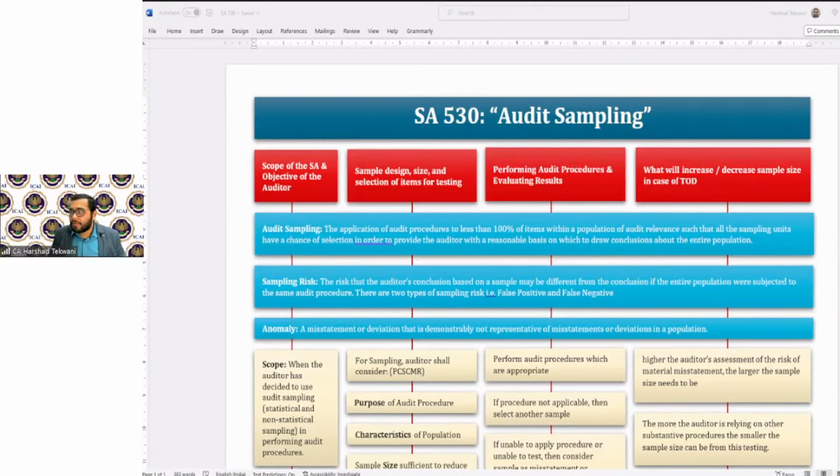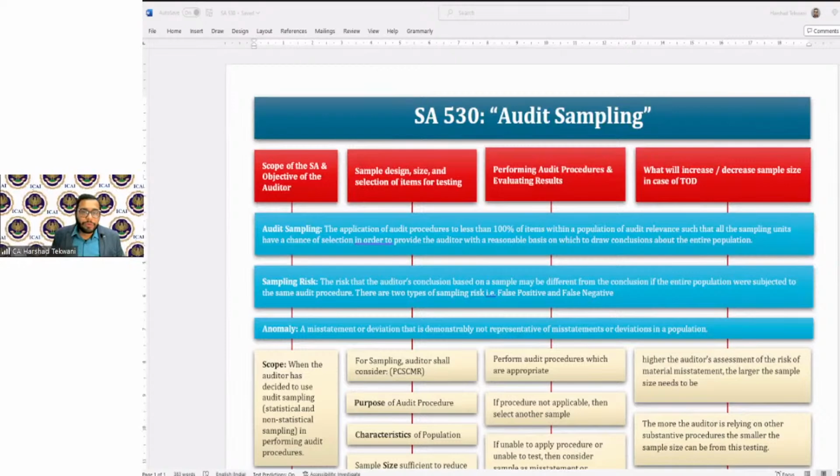Yesterday we discussed SA 501, 520, then 510, and SA 505 in detail, and accordingly we also solved their questions. So you can ask any doubt if you have from those standards or from any of the previous standards. I'll be happy to solve it. Okay, so let's start today's lecture.